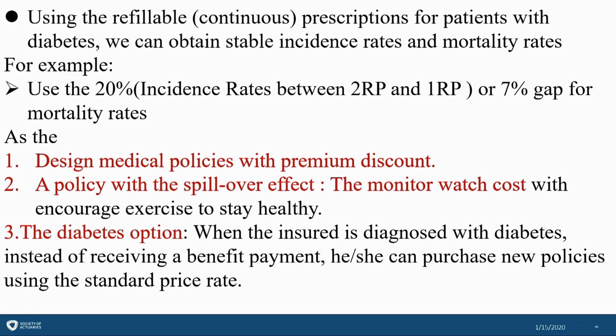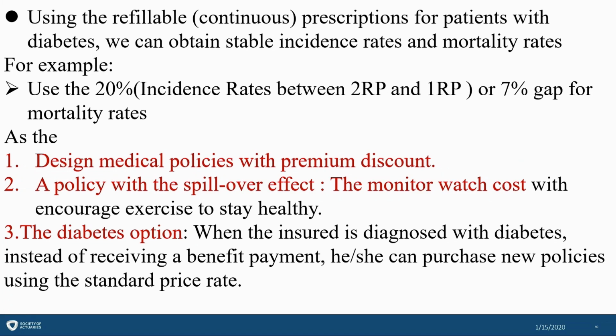This is our idea. I think there are many ideas for everybody to design the insurance product. Our idea is to design the medical policies with a premium discount. Or you can use a policy with a severe-illness effect. With the gap, 20% and 7%, you can buy a monitor watch with the cost, to encourage exercise to stay healthy or encourage them to continue treatment, okay?